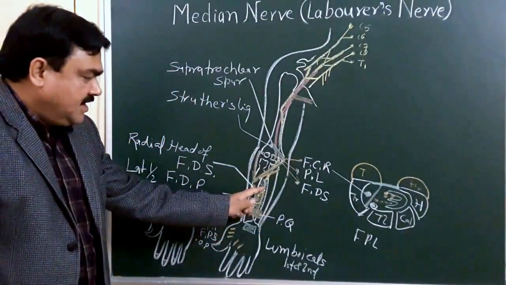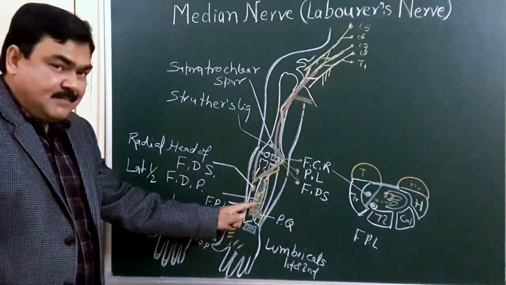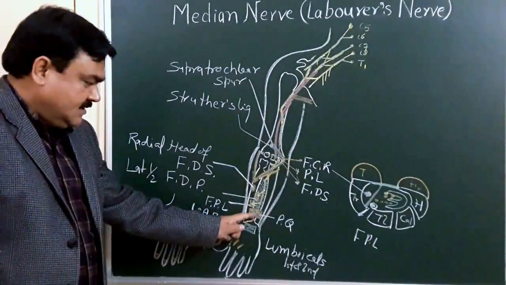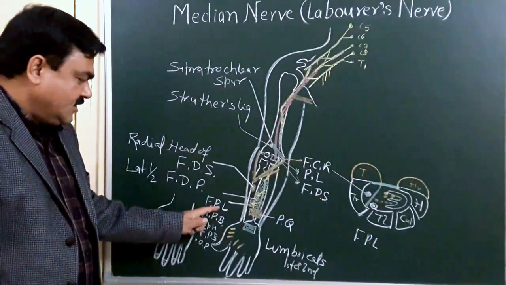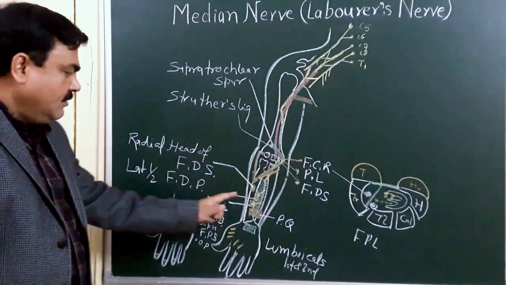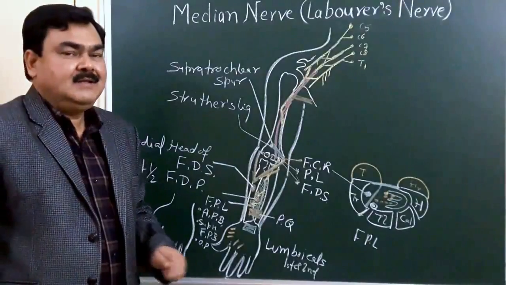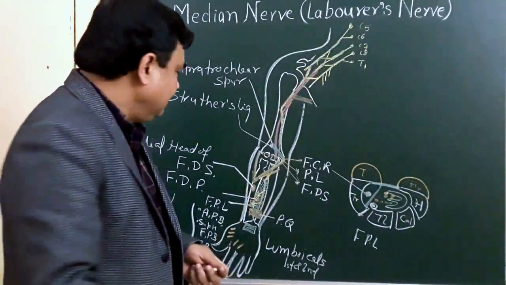So this is the anterior interosseous nerve. It supplies 2.5 muscles: pronator quadratus, flexor pollicis longus, and the lateral half of flexor digitorum profundus. This is a purely motor branch. It has no sensory fibers.